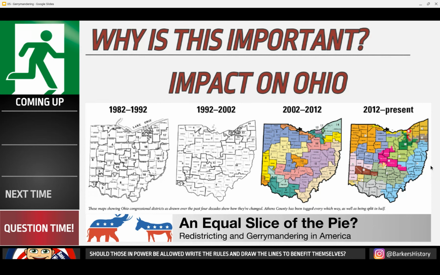So why is this important? Well, let's look at the impact in Ohio itself, the state that I teach in. This might be a little difficult to tell, and you can find this online if you want to, but this is from the Cleveland Plain Dealer out of Cleveland, Ohio, and it shows the redistricting efforts going back to 1982. So in 1982, there was a census, and they redrew the lines, and you can kind of make out the numbers where the districts go.